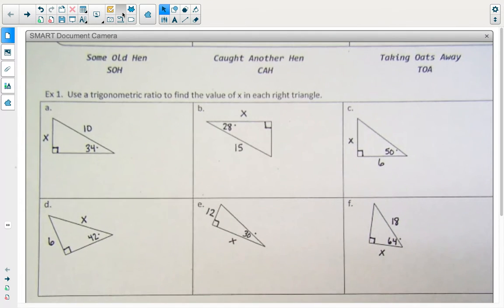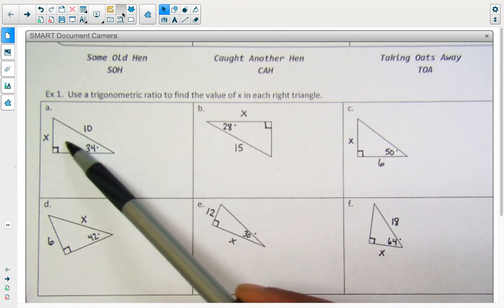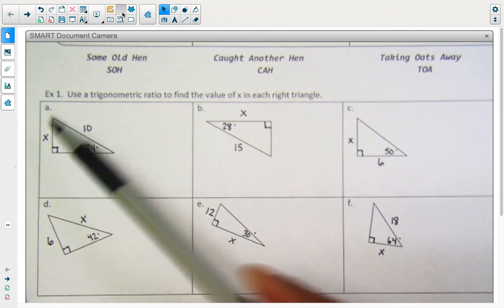Example 1: use a trigonometric ratio to find the value of x in each right triangle. We're going to go through each of these, looking for what x equals. First, figure out what you have. Step 1, label the different sides of your triangle. 34 degrees is what I'm starting with. Go directly across from 34 degrees. That is your opposite side.